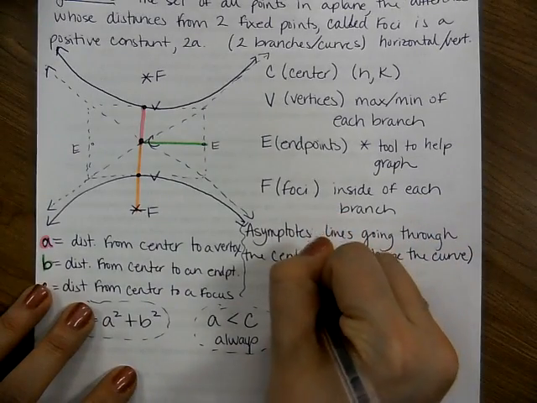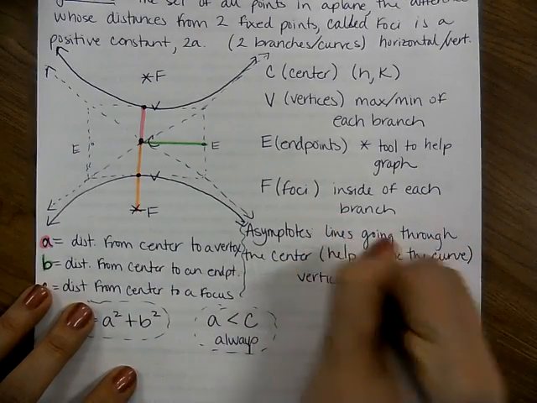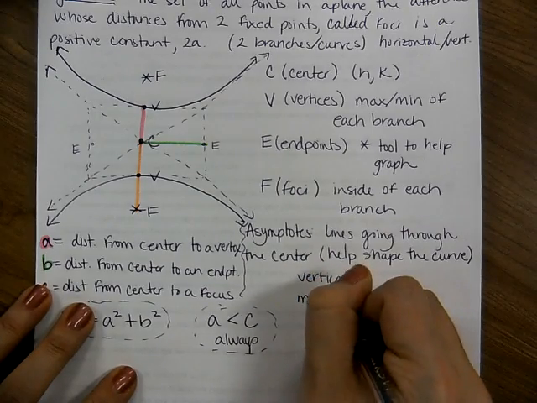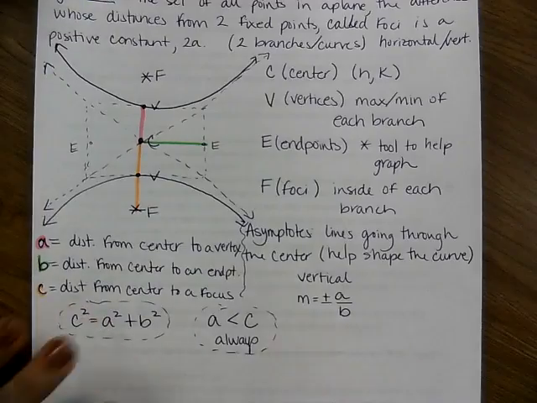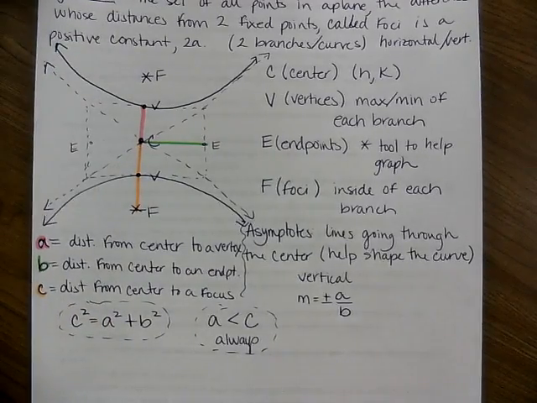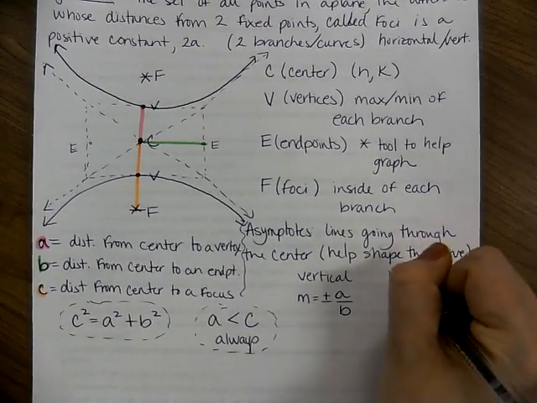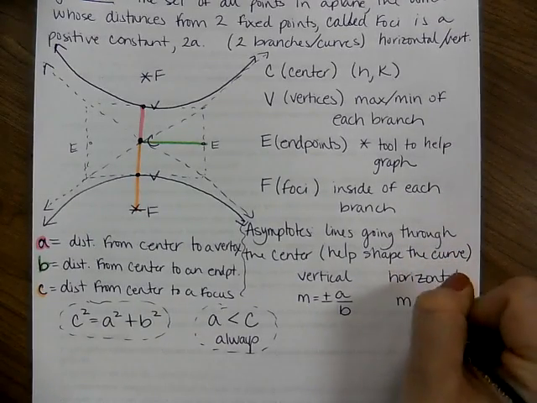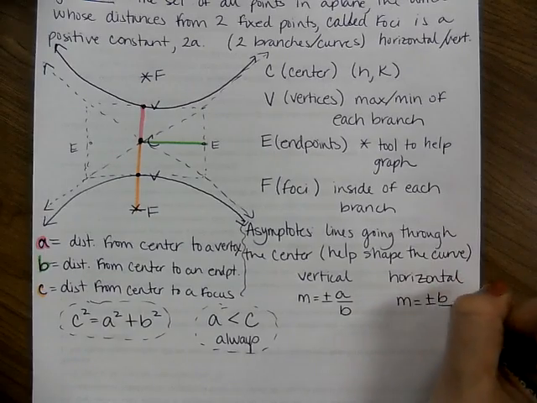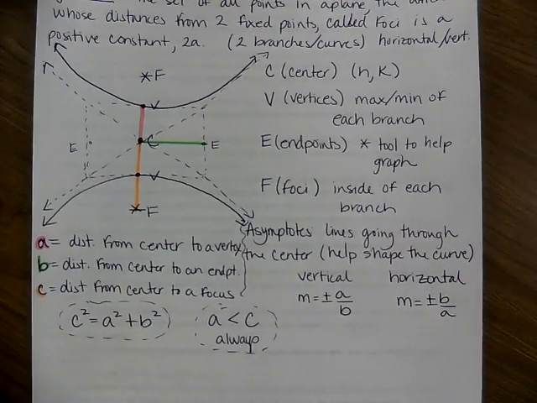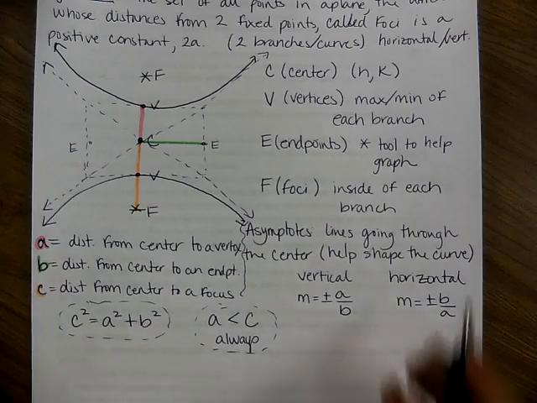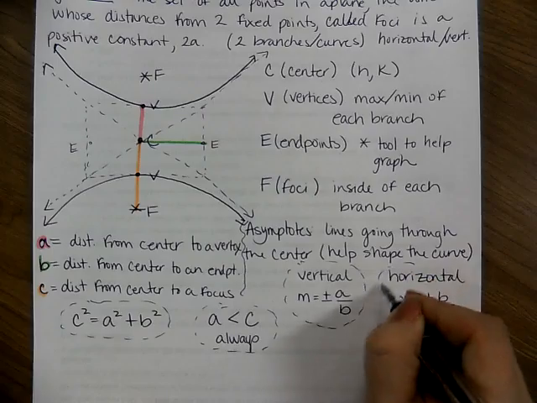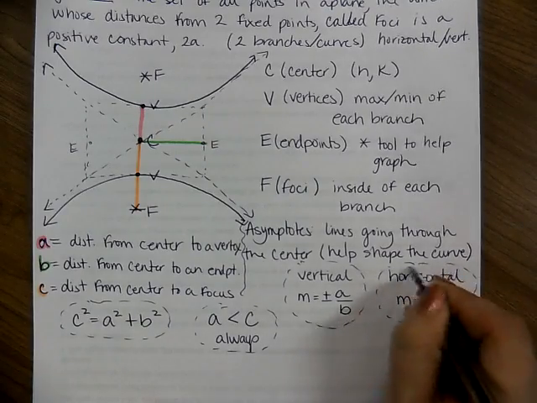So when it's vertical, you will have slopes of plus and minus a over b. But if I were to turn this hyperbola, then the asymptotes would have slopes of b over a. So when it's horizontal, the slope is b over a. As we look at this, it'll make more sense seeing the slope of that line. You can memorize this as well. It may be helpful to you. If not, you can just look at the picture and figure it out.